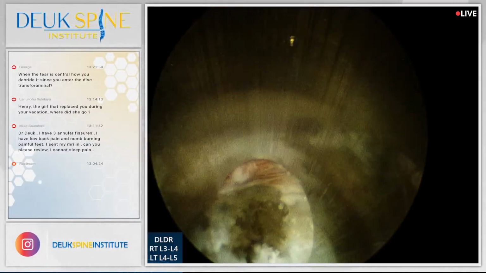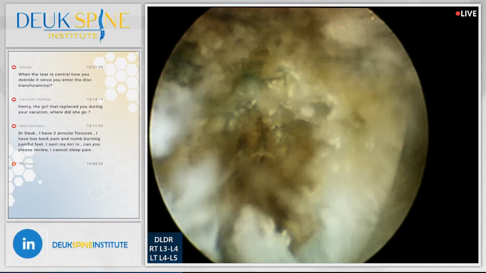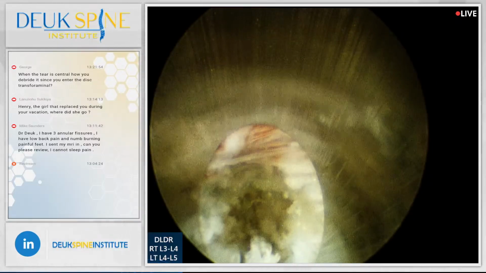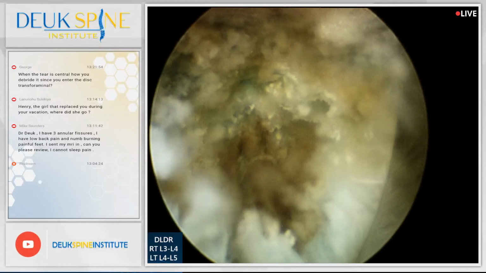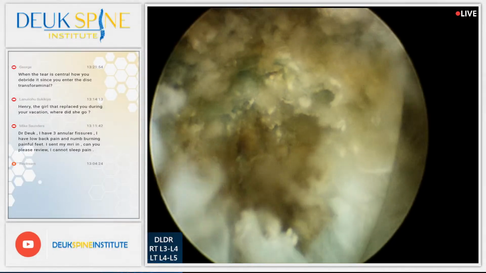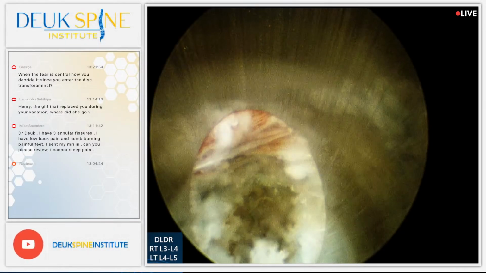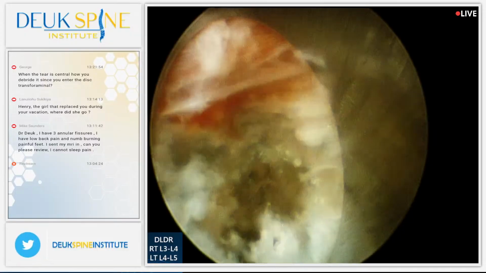We did not remove the disc. We did not do a discectomy. All we did was remove the part of the herniation stuck in the tear. We call that a herniectomy and an annular debridement. And that's what's unique about this procedure. That's why it works to cure back pain.